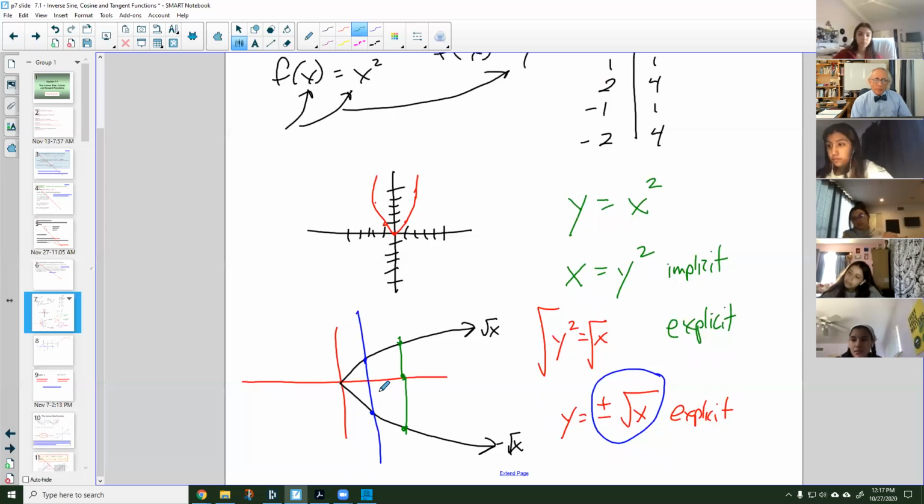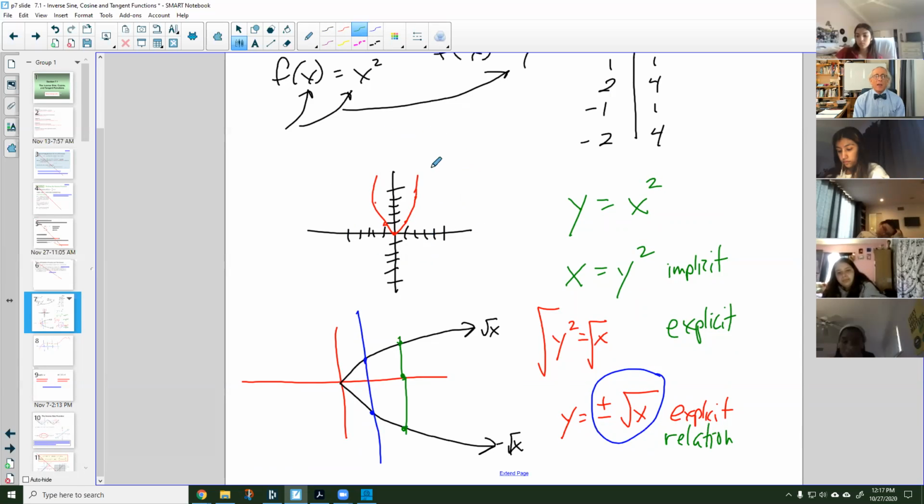So in order to find an inverse function, as opposed to an inverse relation, a relation just says I have a relationship between the x's and the y's, but it's not necessarily a function relationship. In order to get an inverse function, what I need to do is look at my original function and restrict the domain.